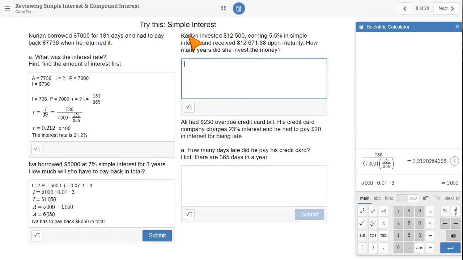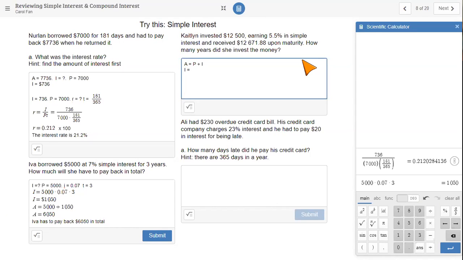Right, our next one, Caitlin invested $12,500, earning 5.5% in simple interest, and received $12,671.88 upon maturity. How many years did she invest the money? Okay, so we know this number is our amount. So because we know that amount is equal to P plus I, we can subtract the two to get our interest.